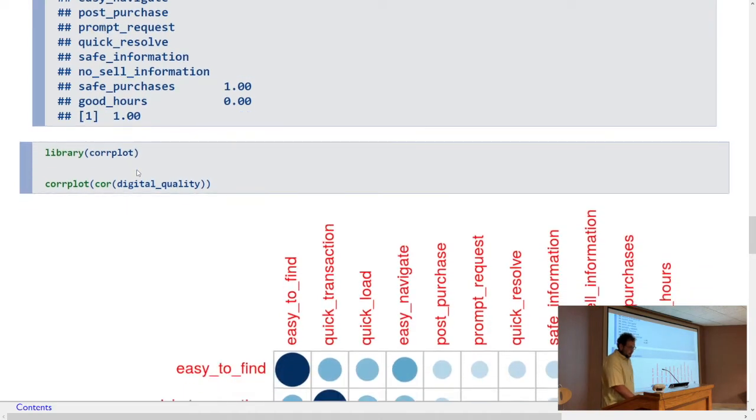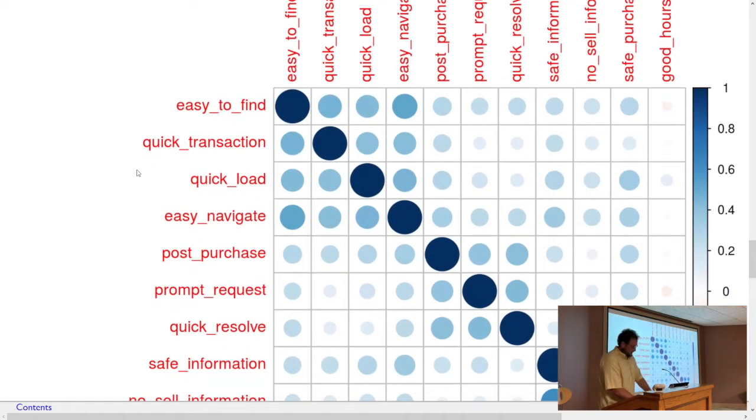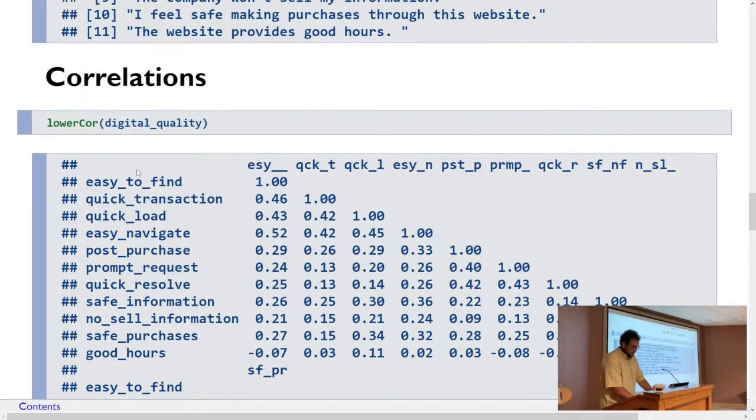So I can use corrplot for that, and we get a nice correlation matrix here. I'll try to zoom out a little bit. That's annoying. It goes up to the top of the page when you zoom out.